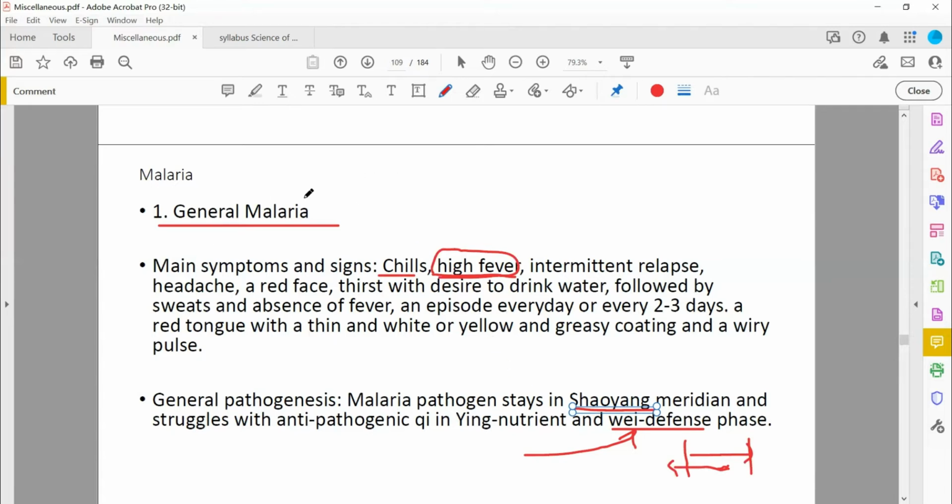So this one, we just remember, the pathogens are between the exterior and the interior. It's stuck there, trying to come out, trying to go inside. Right? So there will be chills and fever on and off. Every day, chills first, then fever, right? Or every 2 to 3 days, chills and fever.